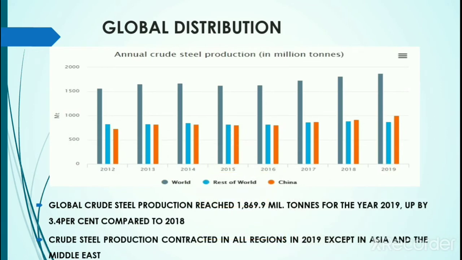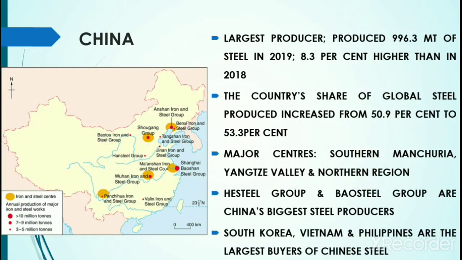Now let's look into the global distribution and the production of iron and steel in the world. The global crude steel produced reached almost 1,869 million tons for the year 2019, which was almost 3.4% higher than the previous year's production. The crude steel production increased in almost all the regions in 2019 except a slight decrease in Asia and the Middle East.